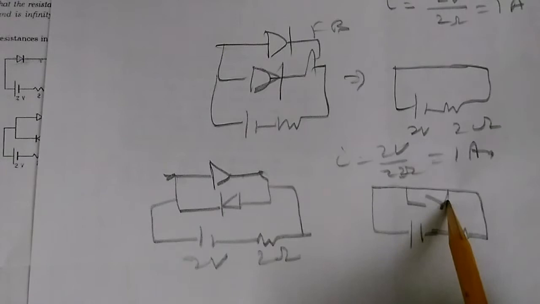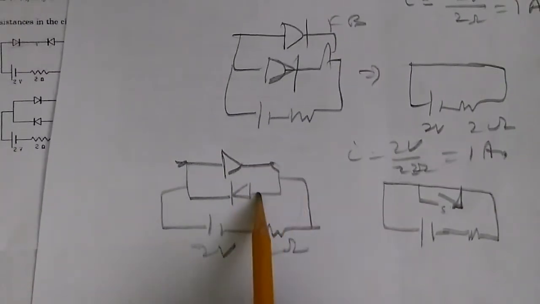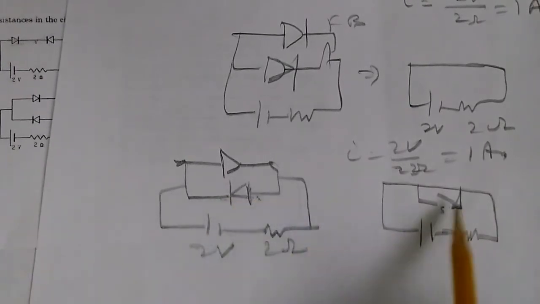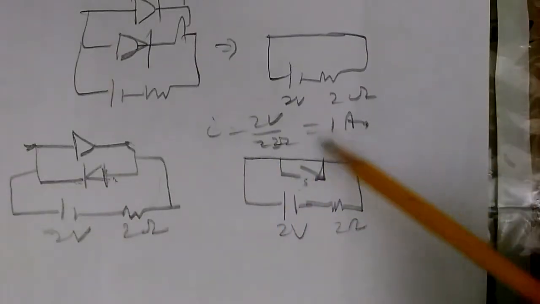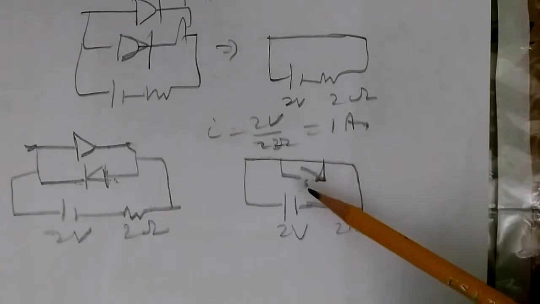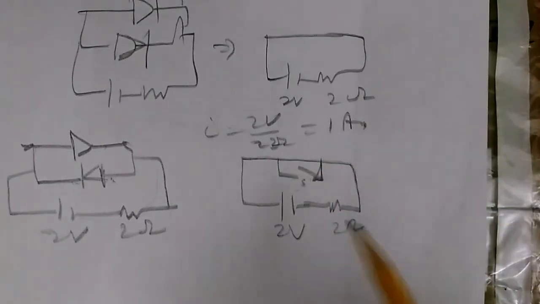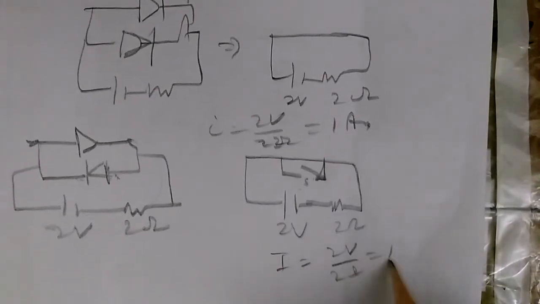If I could draw it as a switch, then this switch is open because there is a negative voltage here and a positive voltage here. So this one is reverse bias, and reverse bias is open. So when this is open, the circuit has a path to move through the other diode. 0 ohm in parallel with infinite ohm is equivalent to a 0 ohm resistor. So the current in this case will also be 2 volt divided by 2 ohm, or 1 ampere.